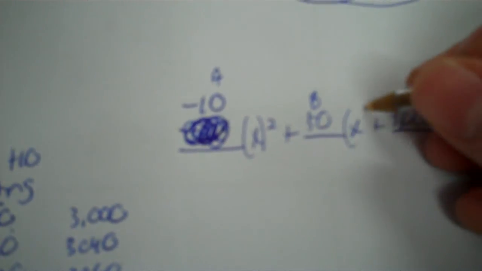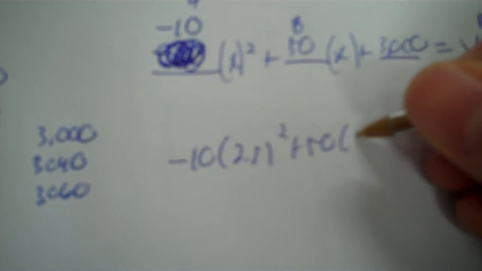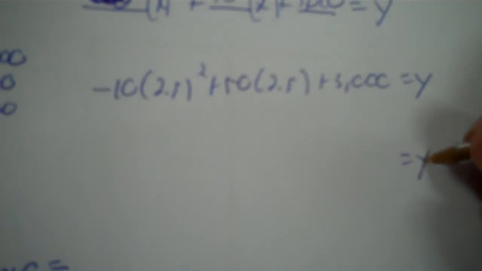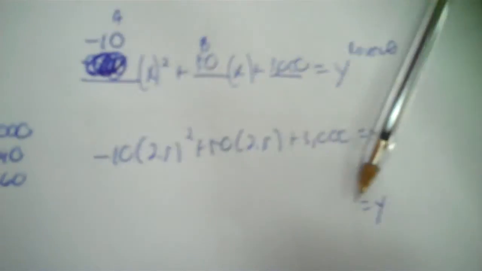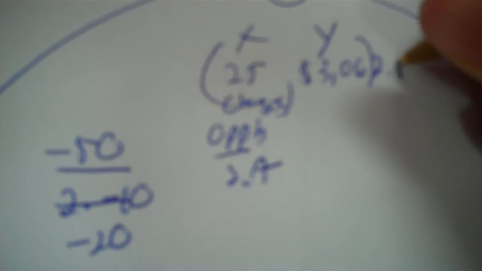Now you substitute 2.5 into the equation for x. Okay, and I will substitute that. So I've got negative 10, 2.5 to the second, plus 50, and then 2.5, plus 3,000. I get $3,062.50. And that's your maximum revenue. So you can get a decimal, yeah, because money, you can have 50 cents. Okay.